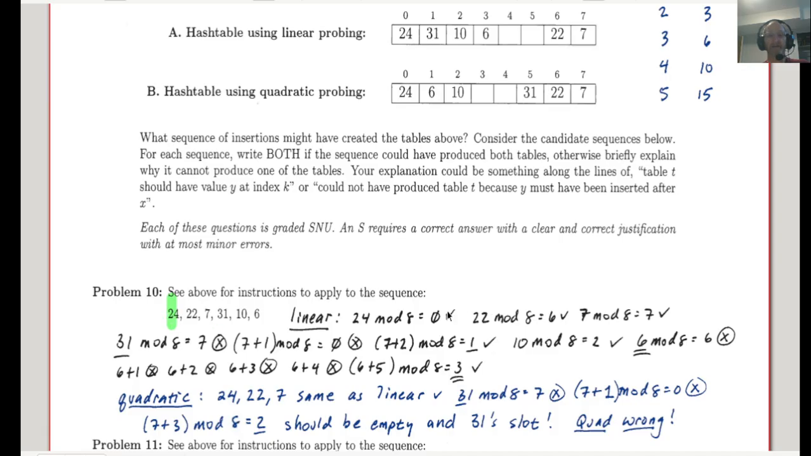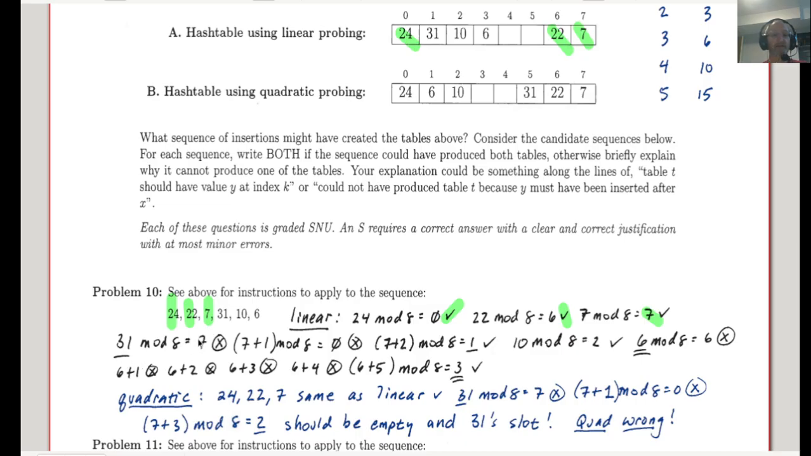24 mod 8 is 0, so that goes in, and there it is. The next value is 22. 22 mod 8 is 6. 22 is at 6, so all is good still. 7 mod 8 is 7. That's where the 7 is, so we're still good. We've now inserted 7. It looks like so far this sequence could have produced table A. 31 is the next element we're going to insert.